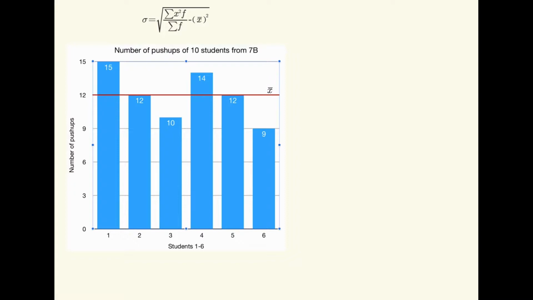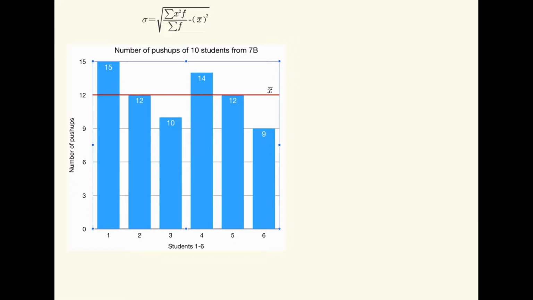And I timed them. I gave them 20 seconds each, and this is how many push-ups they could do in 20 seconds. So as you can see, student 1 was able to complete 15 push-ups, student 2 was able to complete 12, and so on. And so this video is here to try and demonstrate how to calculate the standard deviation of a set of numbers, right? And before we go into the actual calculation itself, I want to demonstrate what standard deviation looks like, and what it means.